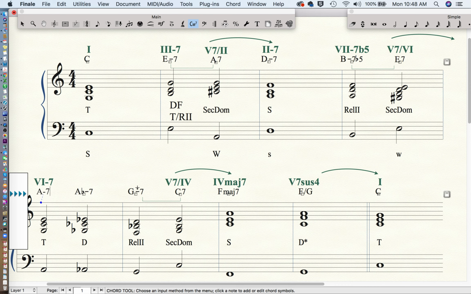All right, so that's a little bit about secondary dominants and target chords. This one I'll just play without any sort of improvisation, just to show you this. Okay, so ii.